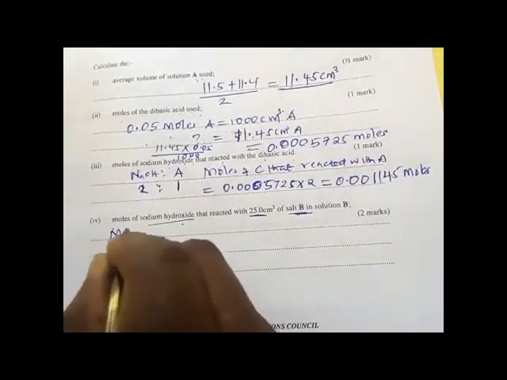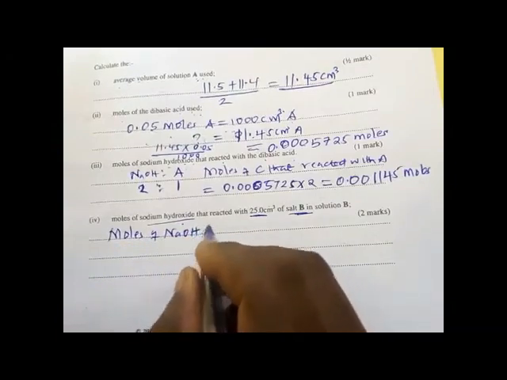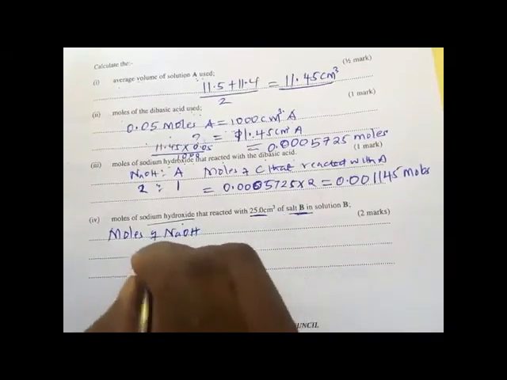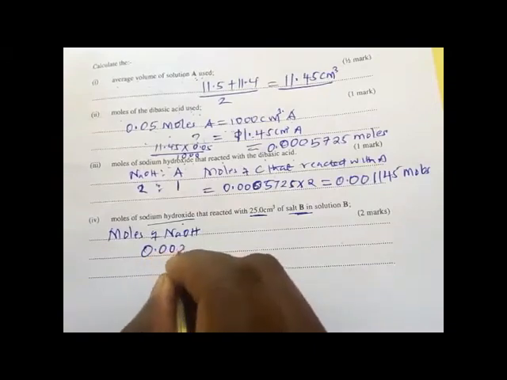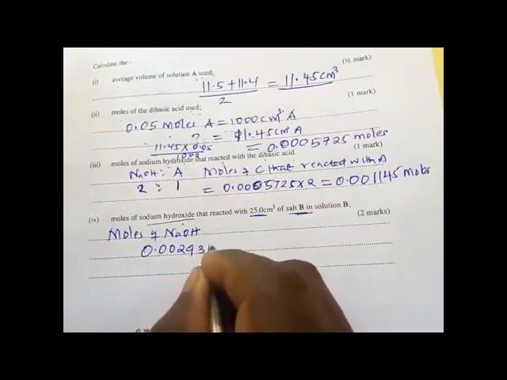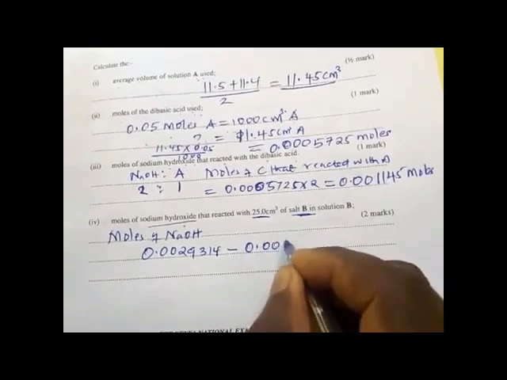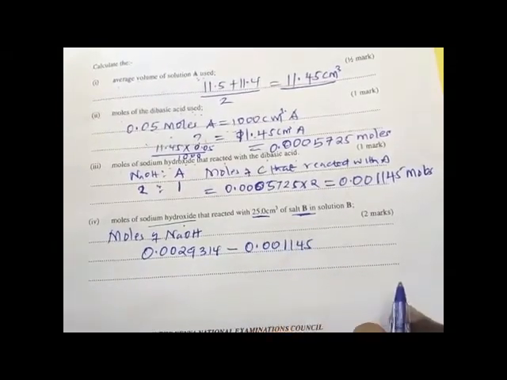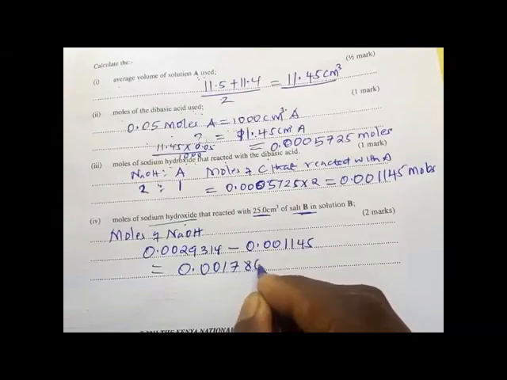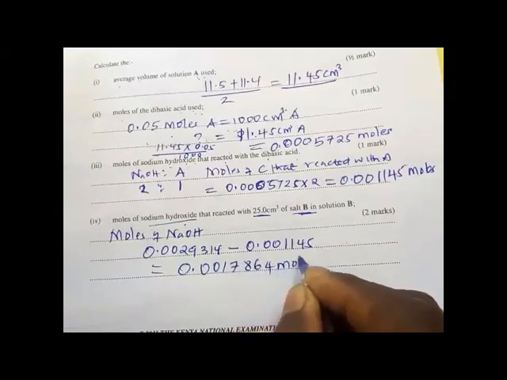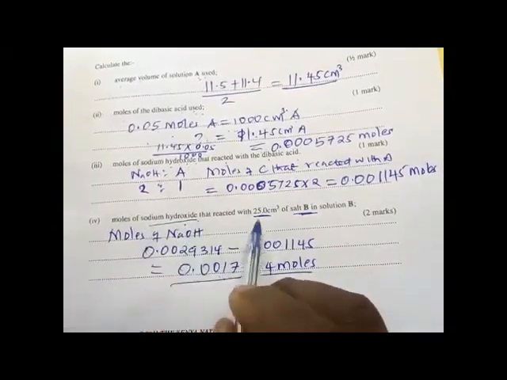So moles of sodium hydroxide that reacted with B is given by subtracting the original 0.002935 minus this 0.001145, which will give us 0.00179 moles. So this is the number of moles of sodium hydroxide that reacted with B.